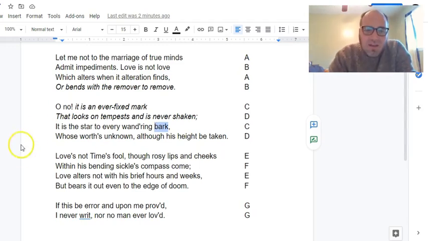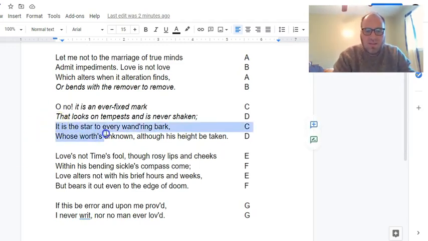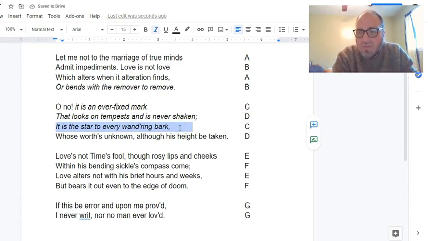Again, it indicates that we've got a metaphor. Metaphorically, love is a star to a wandering ship. Okay, you're the ship. This is a metaphor.